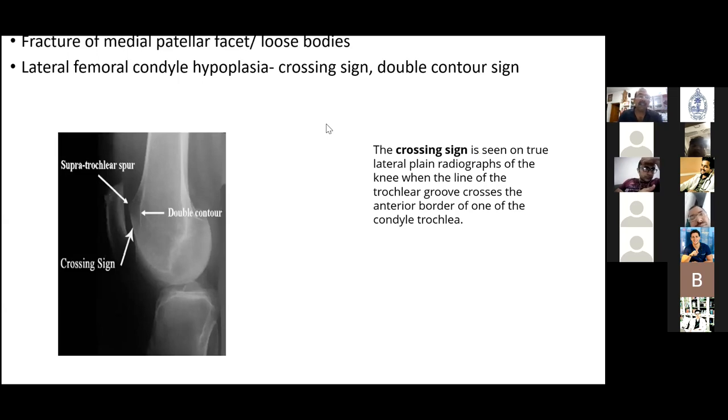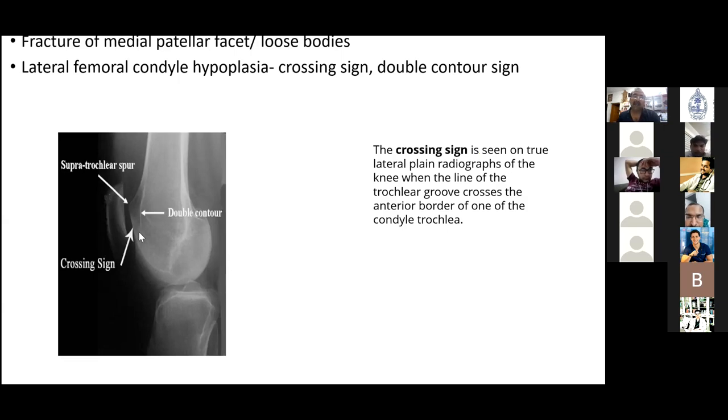These are the three things you should see. One is the supratrochlear spur. That is usually seen because of the arthritis developing on the patella, so you can see this in the lateral view. That is a spur sign. Then there is a crossing sign that is seen on the true lateral film of the knee, when the line of the trochlear groove crosses the anterior border of one of the condyles.